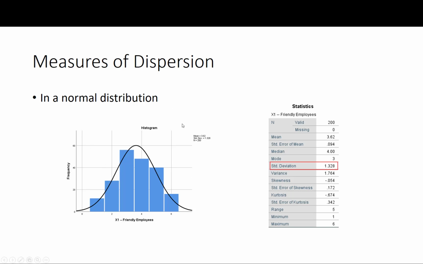So if we look at our histogram, we have our standard deviation of 1.328. What that would suggest is that we have a slightly more distributed sample than a normal distribution would suggest. So one standard deviation would be, 95% of our respondents would fall within one standard deviation, whereas we are 1.328 standard deviations where you'd have 95%.